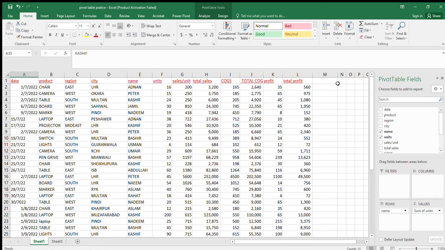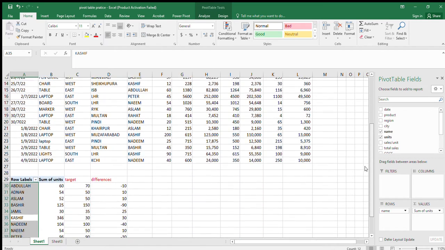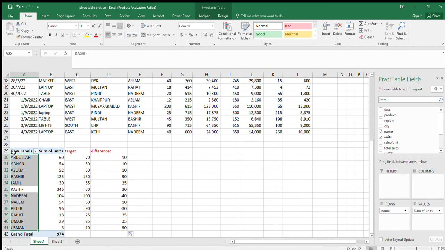We are discussing pivot table as a strong decision making tool. By learning this tool, we become strong, fastest decision makers on the basis of the data available. Here we can see, in the first session, these are our salespersons and this is the performance they have achieved in units.